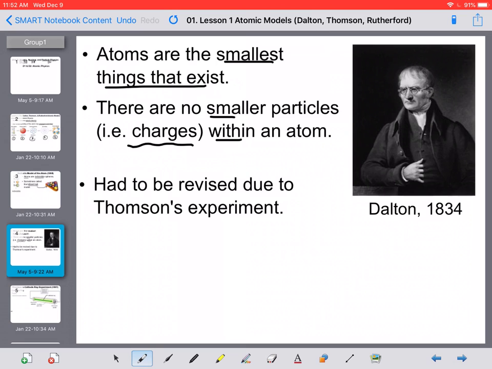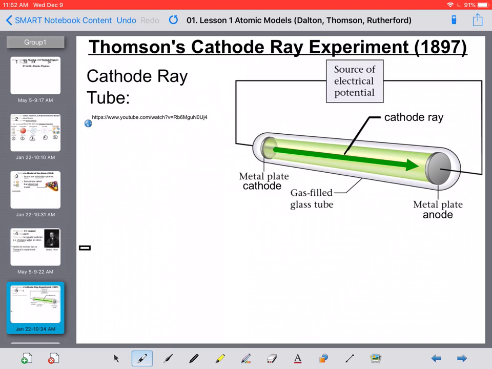The Dalton model had to be revised or changed due to Thomson's experiment, which is what we're going to look at next. So, Thomson's cathode ray experiment. This one you do have to know, the experiment and what the experiment showed. Before continuing with this video, you should actually go watch this YouTube video. So pause me, go watch the other video, and then come back.